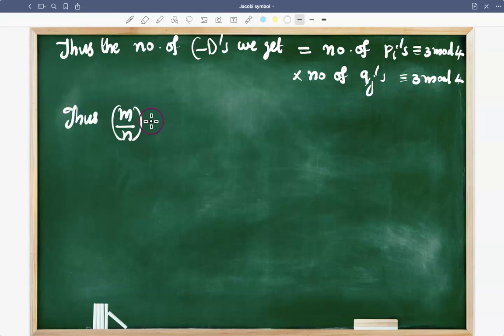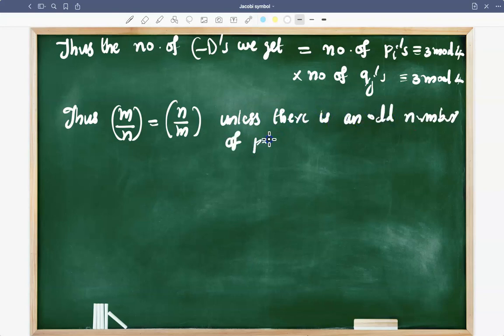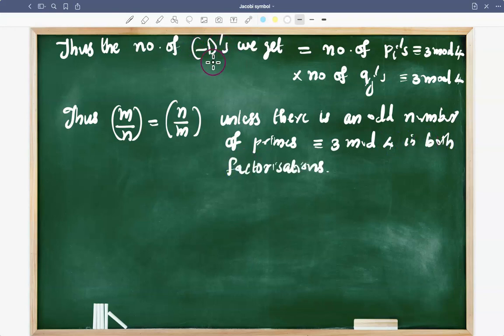Thus, Jacobi symbol m by n is equal to Jacobi symbol n by m unless there is an odd number of primes which are congruent to 3 modulo 4 in both factorizations. That is, the number of minus ones will be odd only when both of these numbers, number of pi's and number of qj's satisfying this property, are odd. That is, unless there is an odd number of primes congruent to 3 modulo 4, we will be getting m by n is equal to n by m.